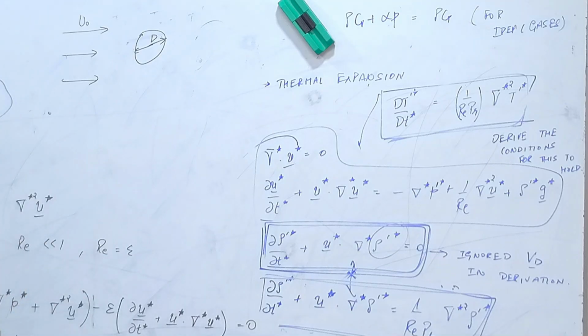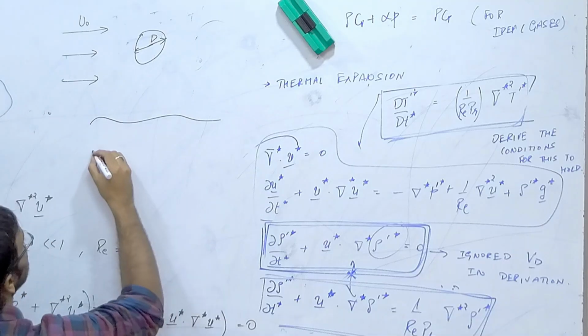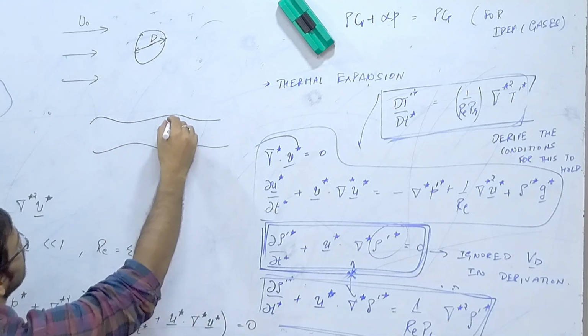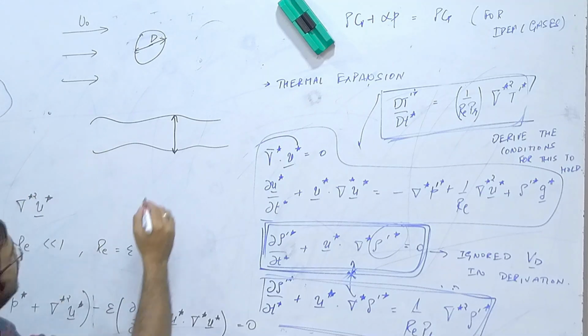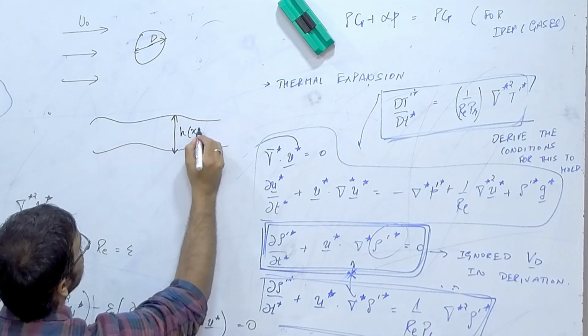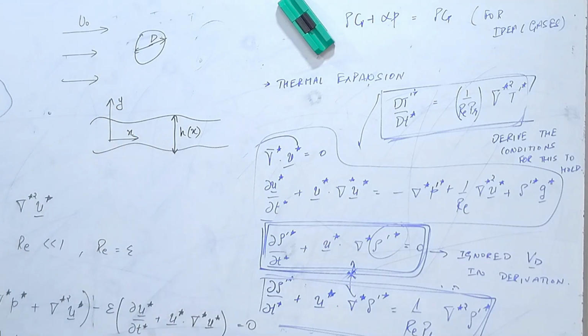We will look at low Reynolds number flows in channels of varying height or varying depth, as you may call, where this height or separation between the plates is a function of this coordinate. We will look at these kind of examples, and then we will move to increasing Reynolds number and see what happens with increased Reynolds number.